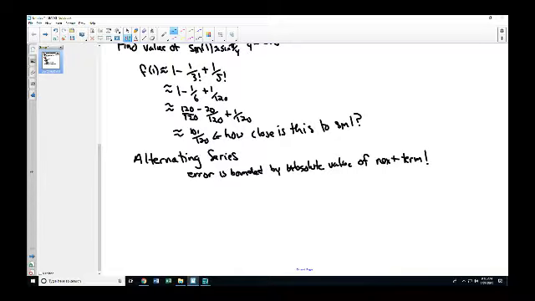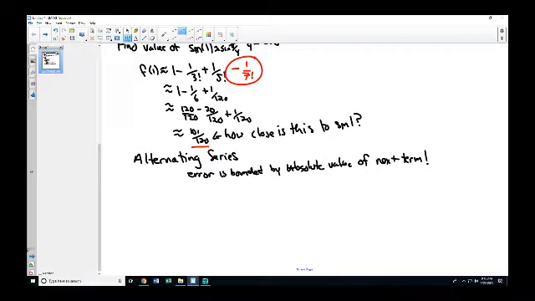Okay, 1/7 factorial is about 2 over 10,000? That's the next term, correct? So this approximation for sin at 1 is within that amount of the actual value of sin at 1.